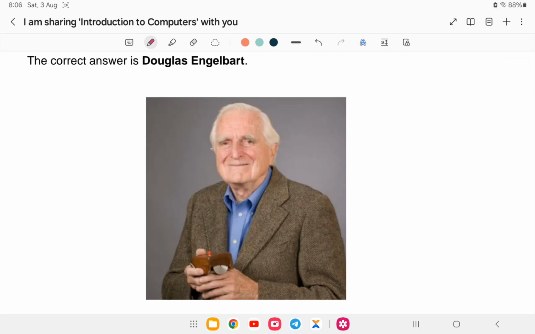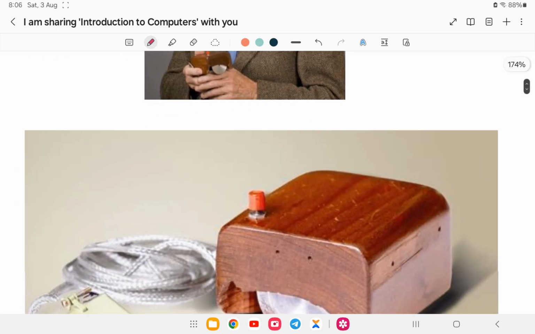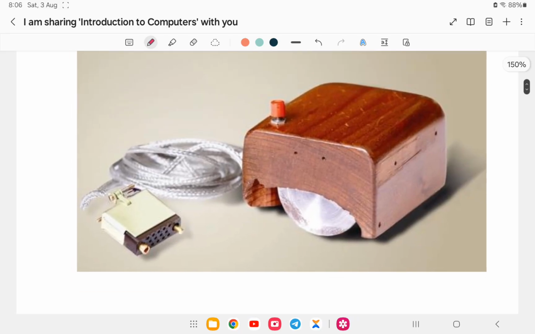So as you can see, this is Douglas Engelbart. He is the inventor of the first computer mouse, and you can see an early computer mouse prototype here. It was a very primitive and robust design. So you can see the early mouse. So it is by Douglas Engelbart. So let us go to the next question.